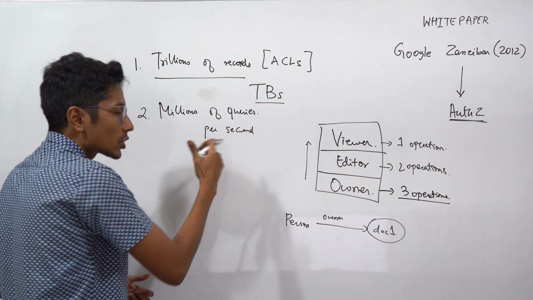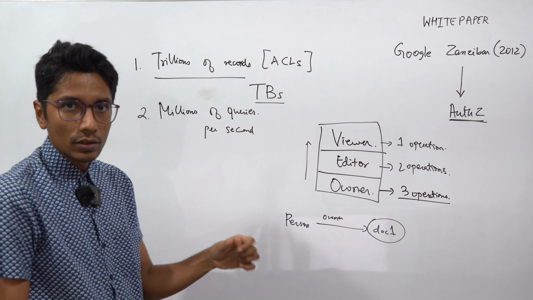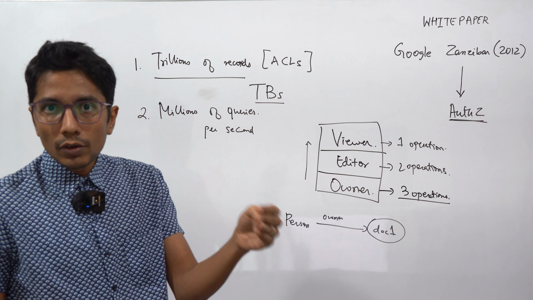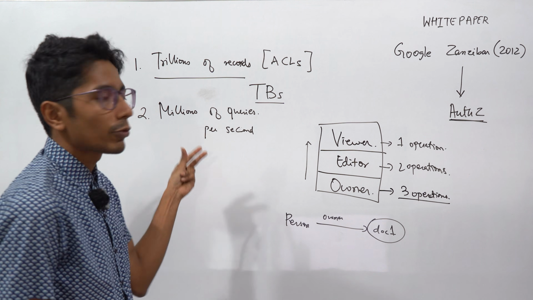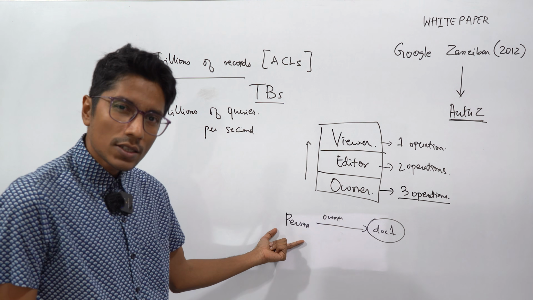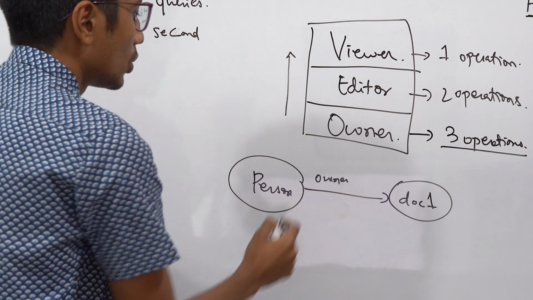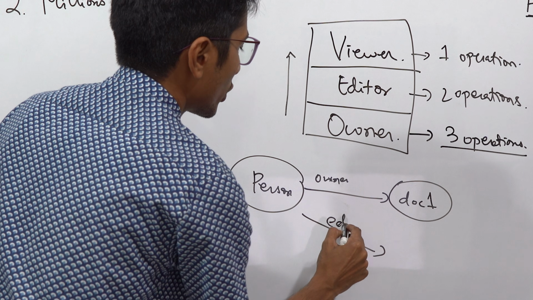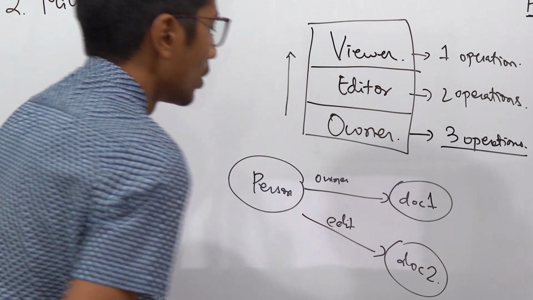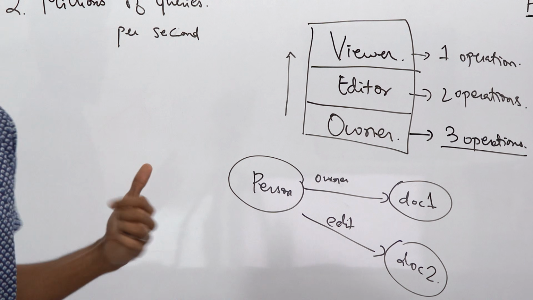The only paper which comes close to this in terms of scale that we have looked into is Facebook Tau, right? It also had millions of graph queries per second. You see that there is a hint of a graph here also. A person is the owner of document 1, a person has edit access to document 2. And similar to Tau, the scale is just massive.